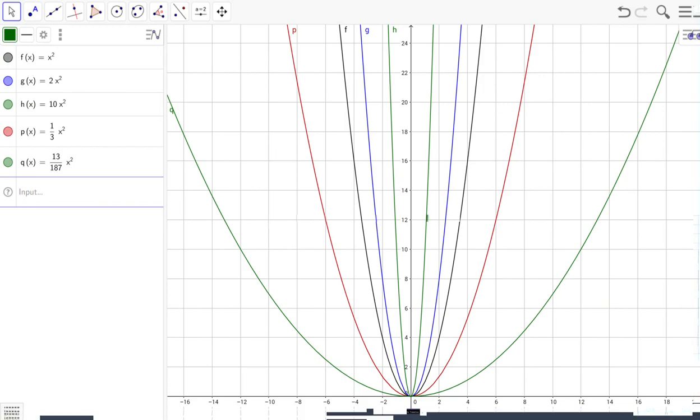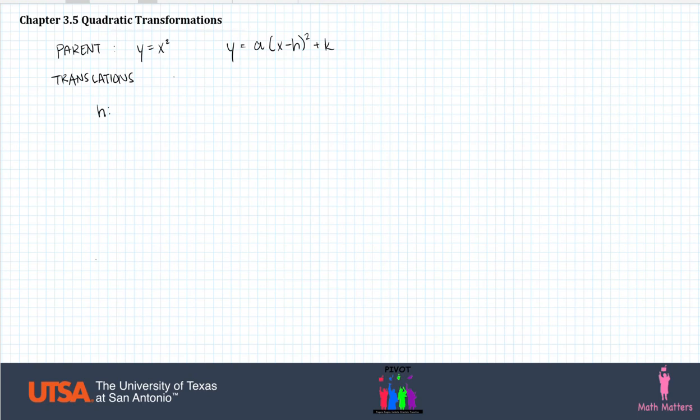Then we have our translations, and these are the h and the k. So h is our horizontal translation. The thing to remember about it is it's always the opposite, because it's x minus h. So if we have a negative h value, then it's going to the right. If we have a positive h value, then it's going to the left. And we will see this demonstrated on a graph as well.